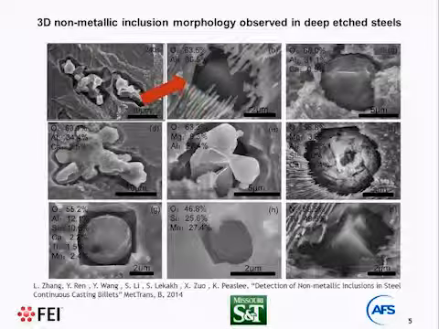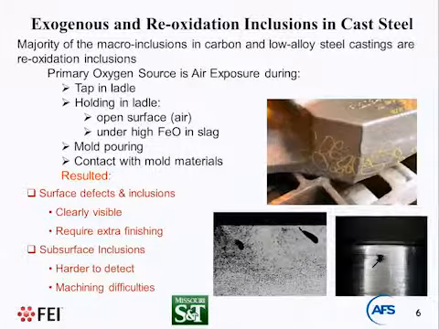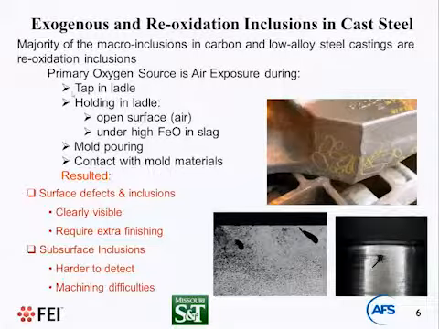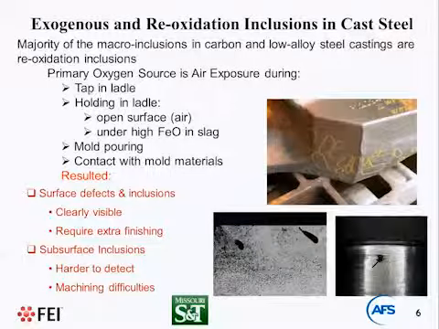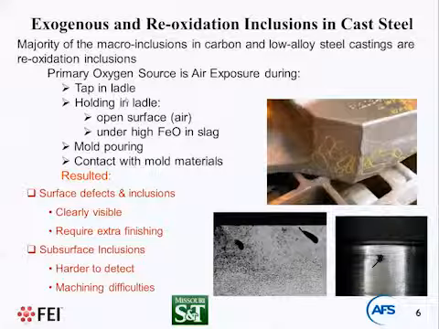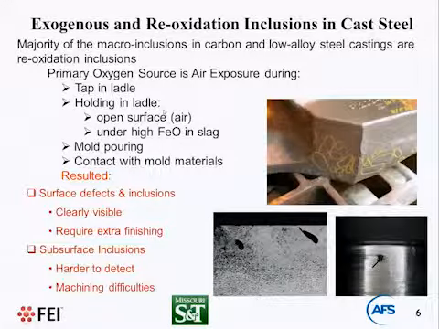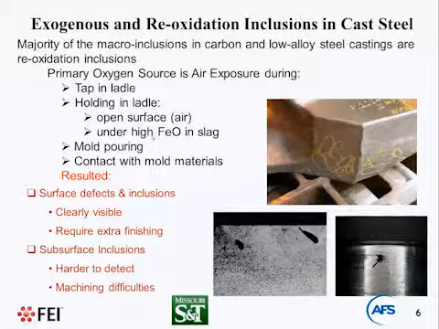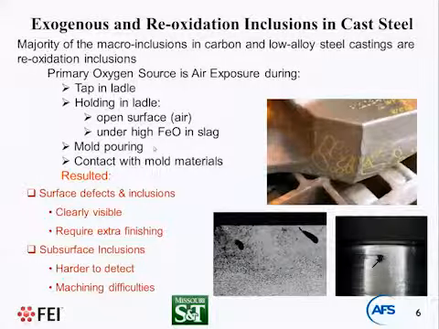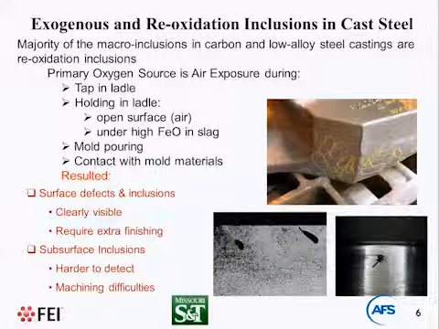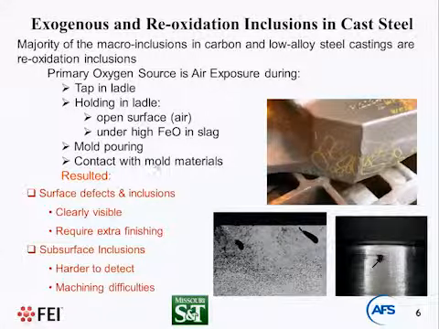However, exogenous inclusions are a huge headache for foundry metallurgists. The majority of macro-inclusions in carbon and low alloy cast steel are reoxidation inclusions. The primary oxygen source could be air during tapping of the metal into the ladle. It will also be an oxygen source during holding of the steel, from the open surface or under slag with iron oxide concentration. We have oxygen sources during mold pouring, and oxygen sources could also be the contact of liquid steel with solid mold materials.